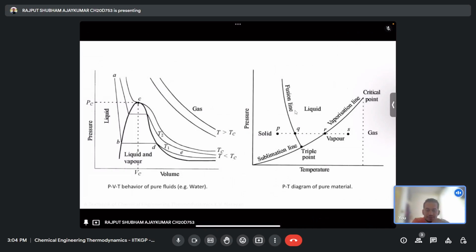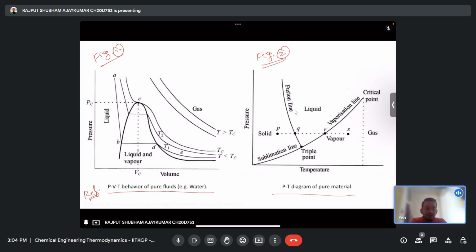If you see the first figure, this is taken from a reference book. I have mentioned the reference here, actually in a very light form, so you can go and check it in the reference book. This is figure 1 and this is figure 2. Figure 1 and figure 2 show the PVT behavior of pure fluids, for example water, and the PT diagram of a pure material.